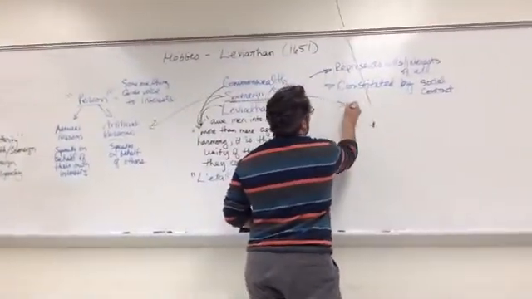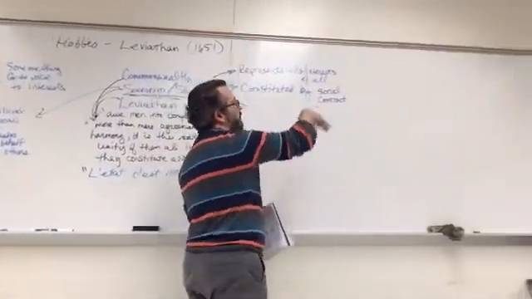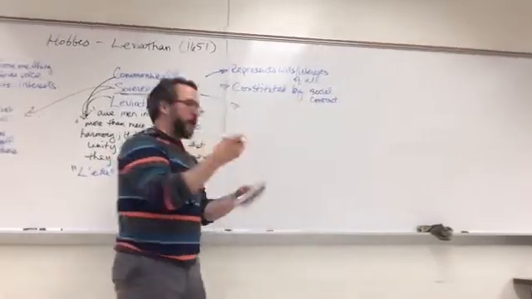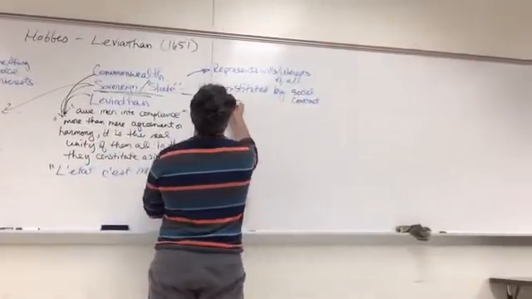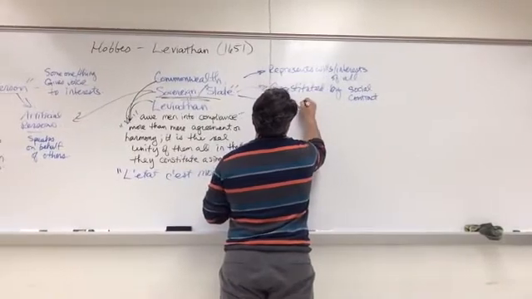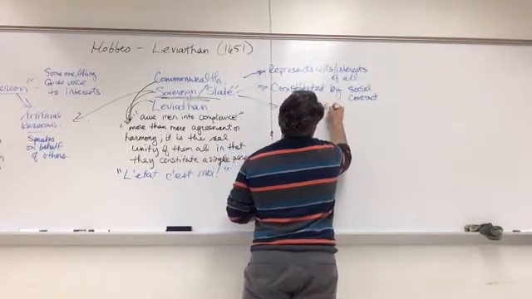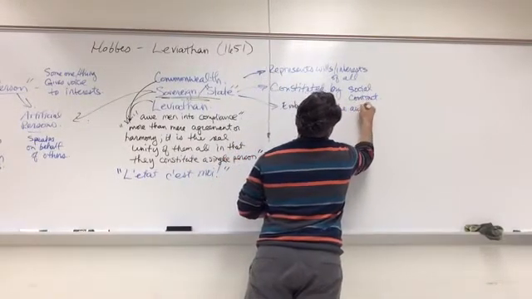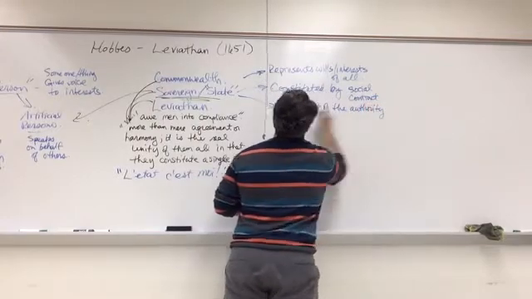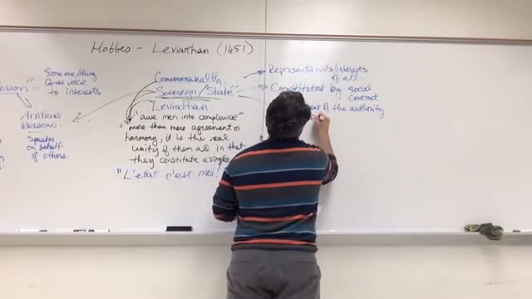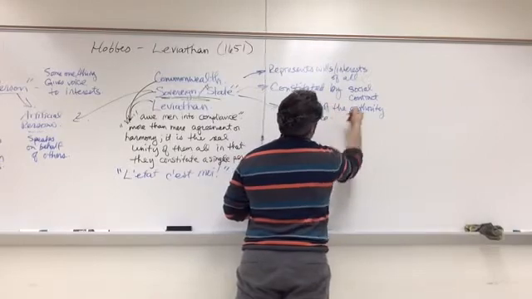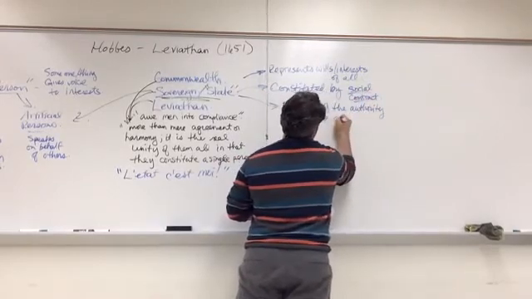So it represents the wills and interests of all. It is constituted by that social contract, which is the separate wills and interests of all coming together and being unified. And it is the embodiment of the authority to enforce contracts. Any contract, including the social contract.